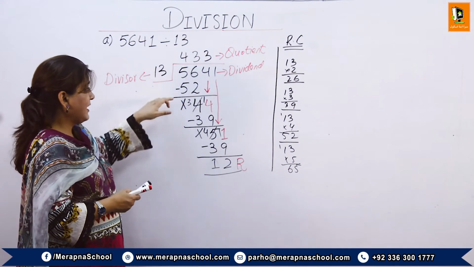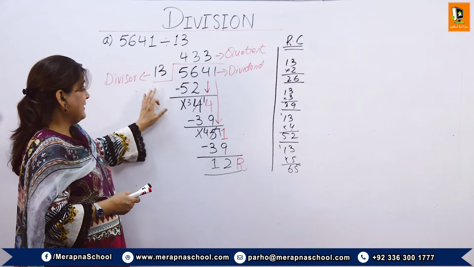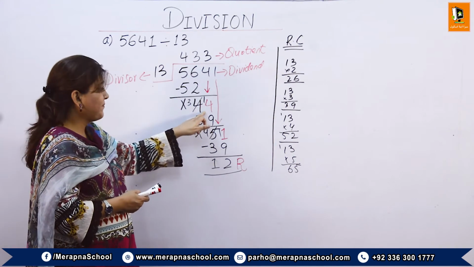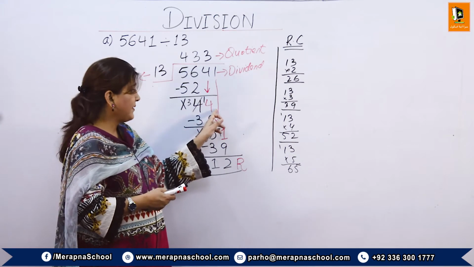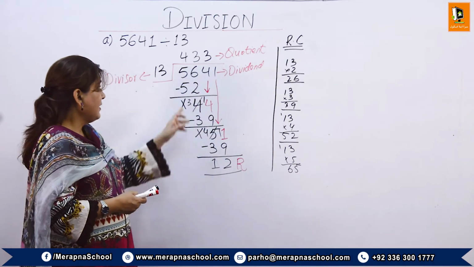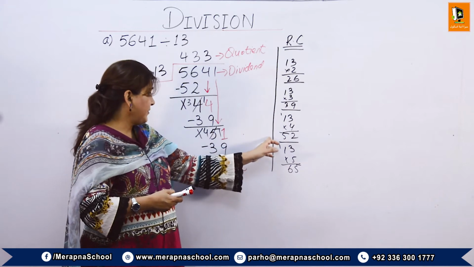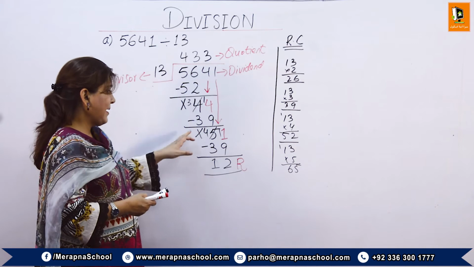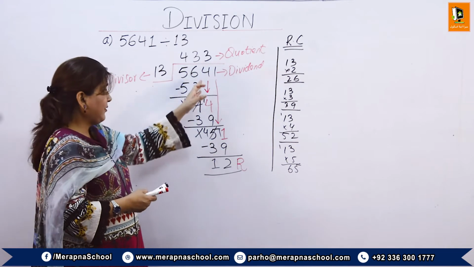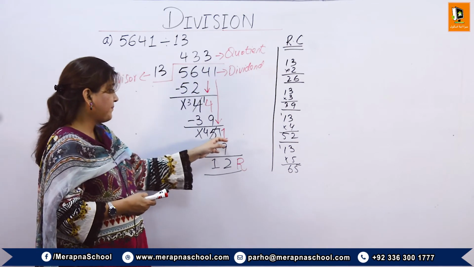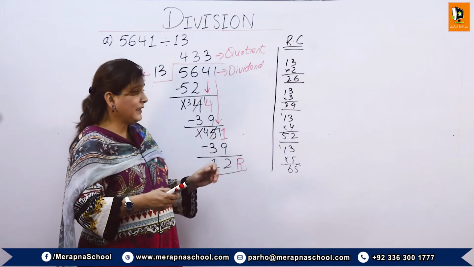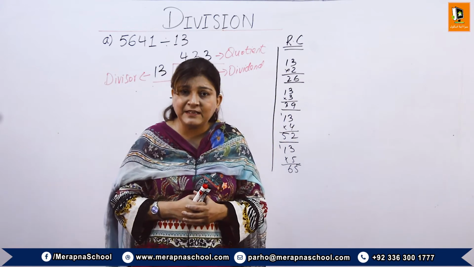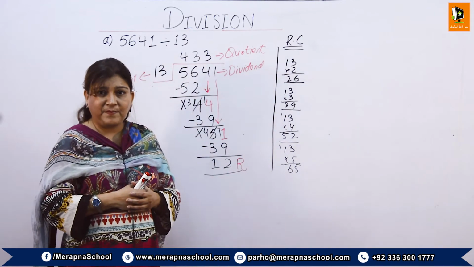Now again let us see this. 13 fours is 52, and then we subtract, we get 4, we copy the other number 4 here, it becomes 44. Then we know that 13 fours is 52, which is a bigger number, so we write 13 threes 39, and then we minus, we get 5, then we copy the other number 1 here, it becomes 51. Then again 13 threes is 39, we subtract, and in the end we got 12 as remainder.